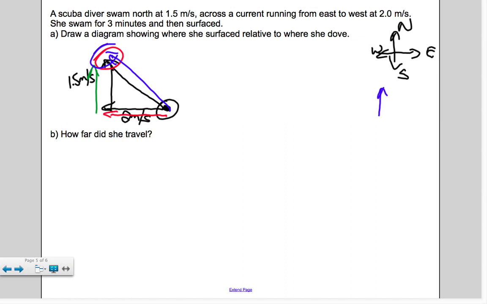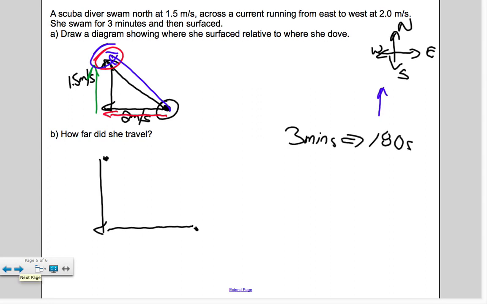So given that she started here and wound up over here, if she wasn't swimming at all, how far would she travel this way? 2 meters per second, but how long was she swimming for? 180. So 3 minutes is really 180 seconds, right?